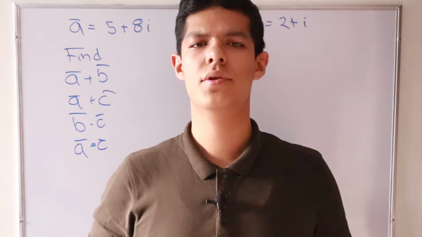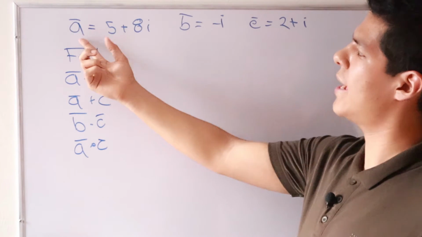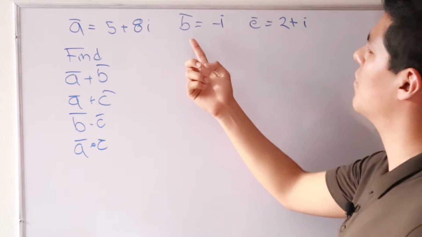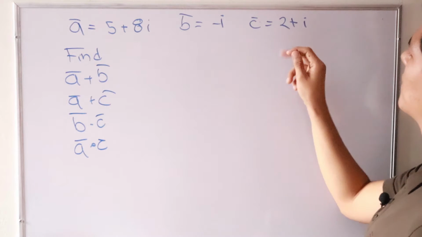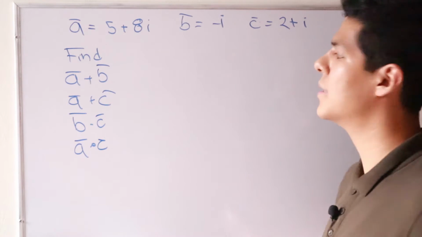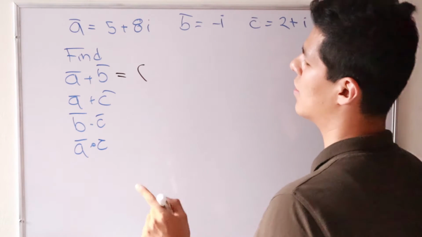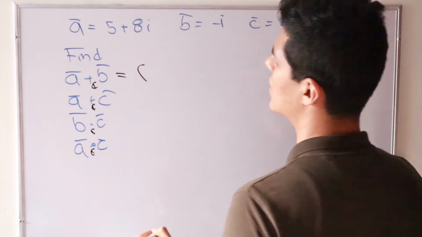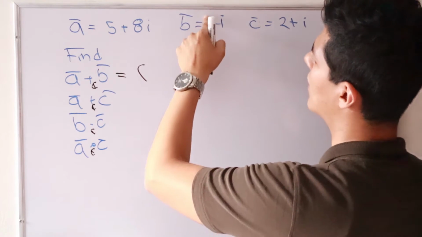Now guys, we are going to see examples of what we have seen. So we have defined a as 5 plus 8i, b equals minus i, and c equals 2 plus i. So we need to find this sum and also these products. In order to do that, we need to recall the definition of the addition on complex numbers and also of the products.